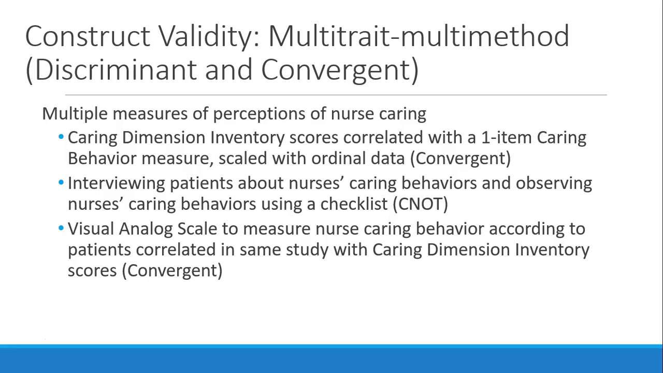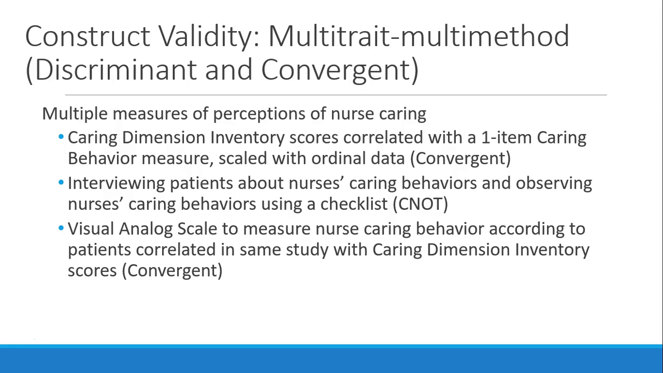There's also a way to do construct validity using what is called the multitrait-multimethod approach. So discriminant and convergent validity fall under here. So let's say that there are multiple measures of nurse caring. The Caring Dimension Inventory score is correlated with a one-item caring behavior measurement, and that's just one item. They had that as an ordinal scaled item, and they found that in fact there was convergent validity. Also, interviewing patients about nurses' caring behaviors and observing their behaviors using a checklist, you could compare the CNOT instrument.